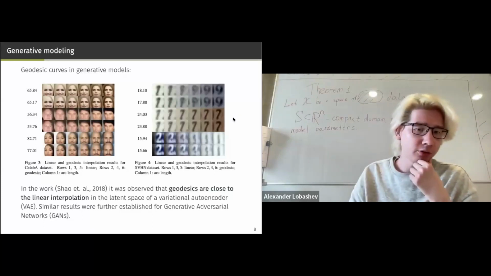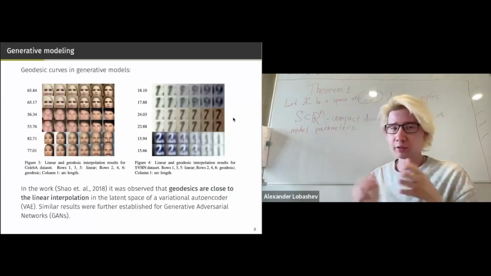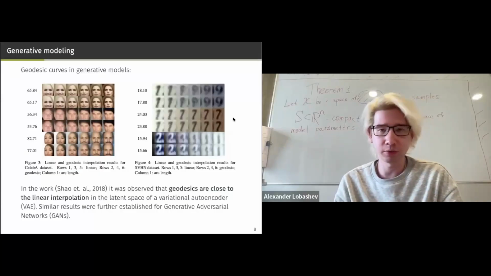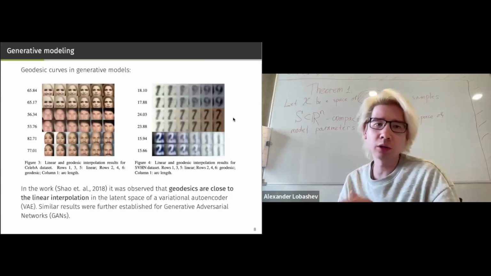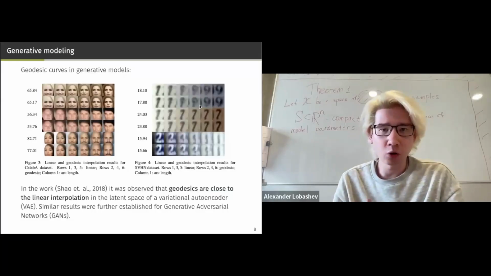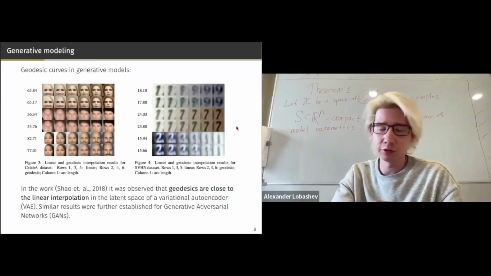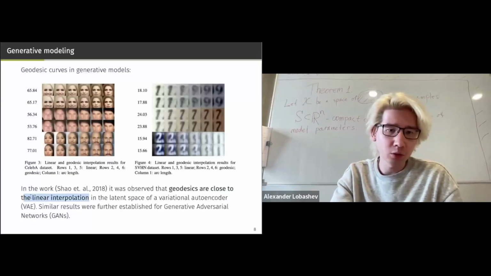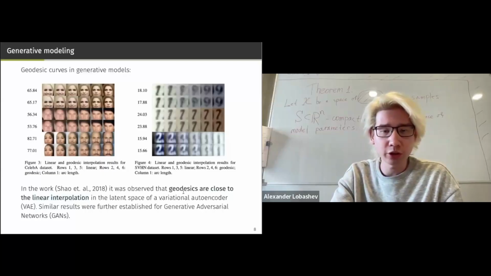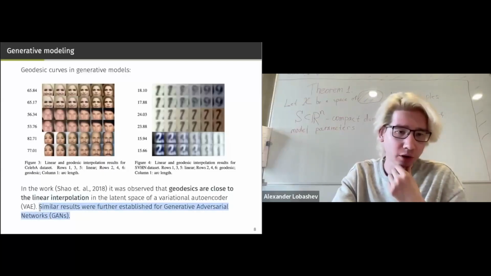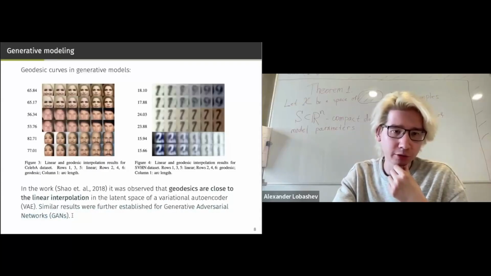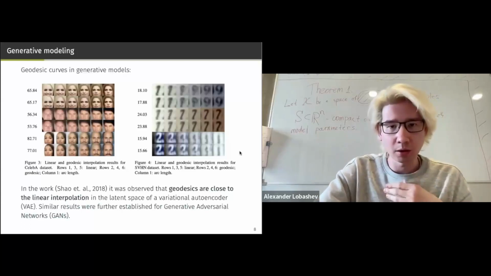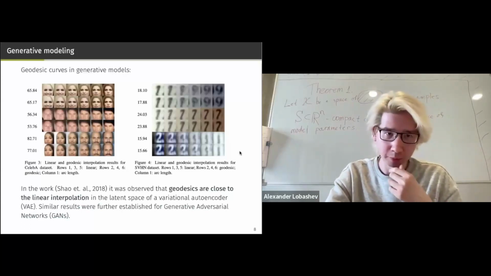And this is quite interesting: if we have a dataset which consists of similar images, for example only the domain of faces or only the domain of handwritten digits, we will see that linear interpolation will always be close to geodesic interpolation. And this was discovered also for generative adversarial networks and for many other architectures, but not for diffusion models.